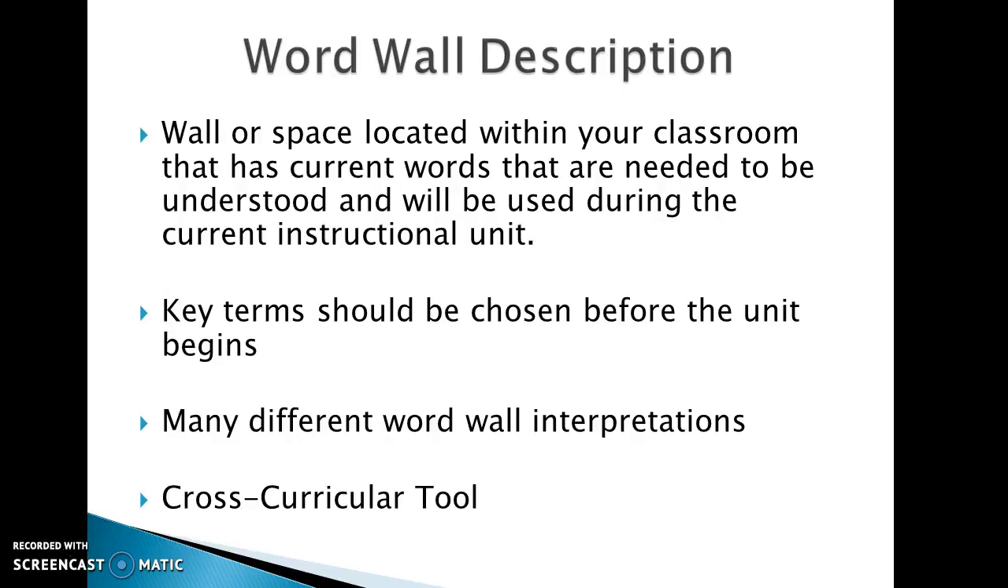Many different word wall interpretations are out there. I'm going to talk about my own in a moment that I use in my chemistry class, but there are definitely a lot of variations. And the other nice thing about this instructional strategy is that it's a cross-curricular tool. Any different discipline can use a word wall, whether you teach English, math, science, or history.